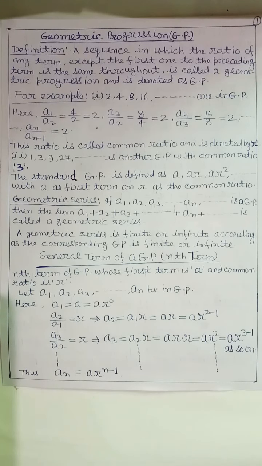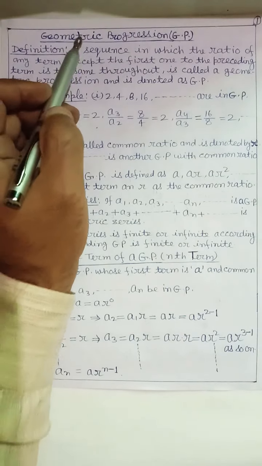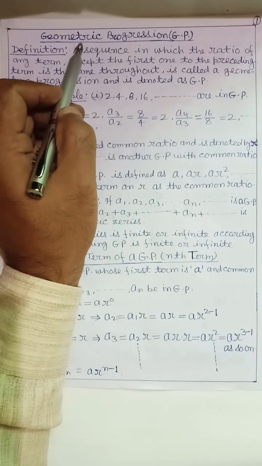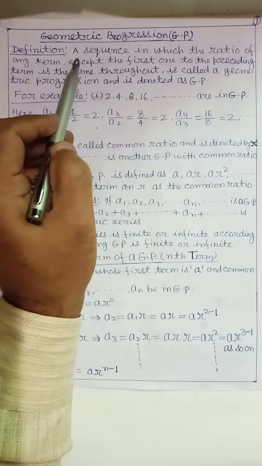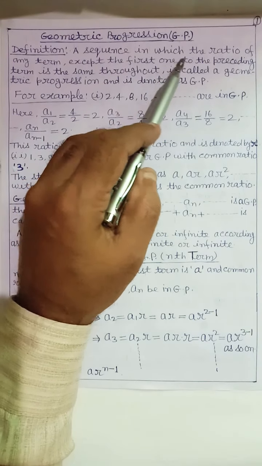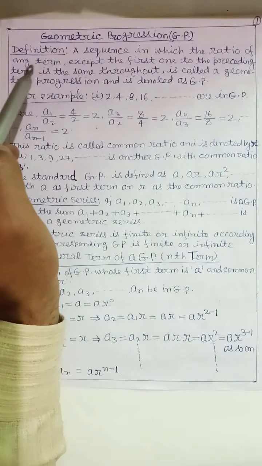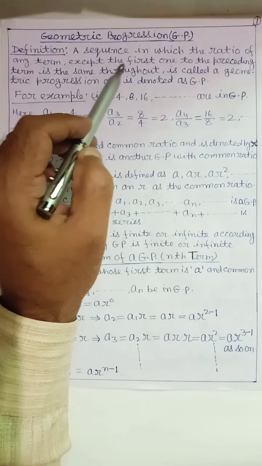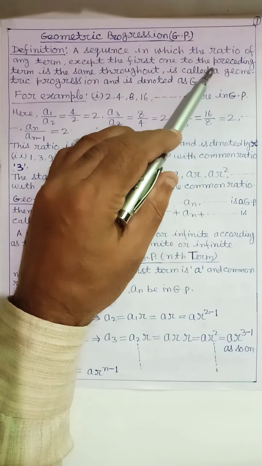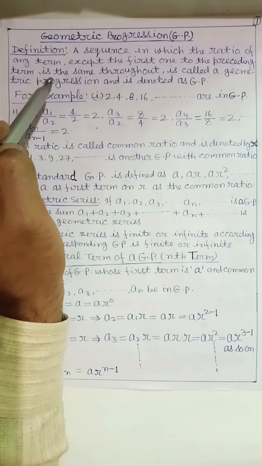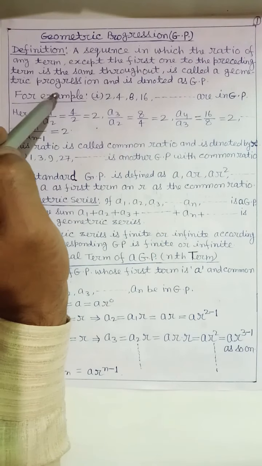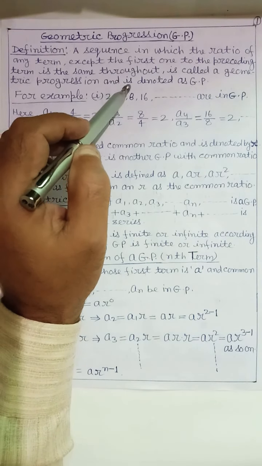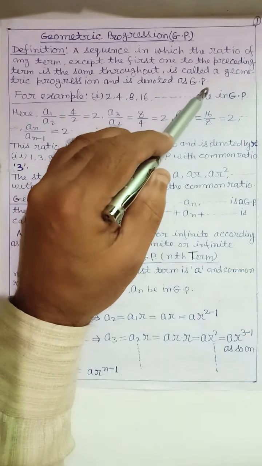Today I am going to discuss geometric progression. Definition: a sequence in which the ratio of any term except the first one to the preceding term is the same throughout is called a geometric progression, and it is denoted as GP.